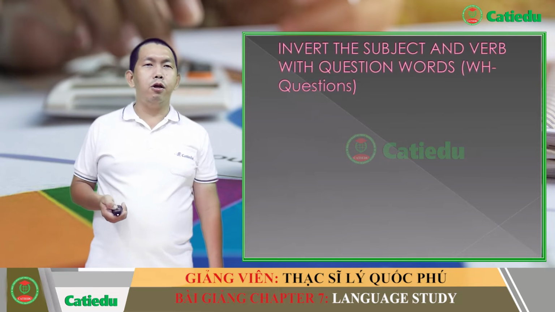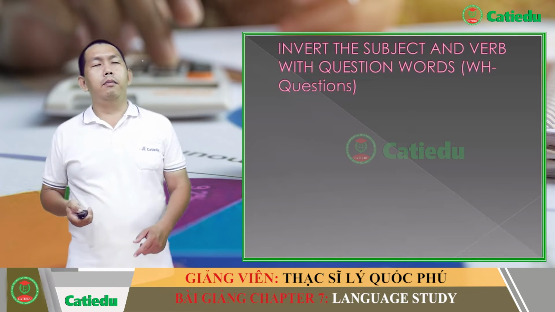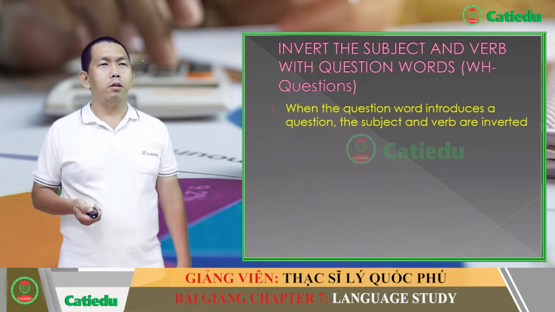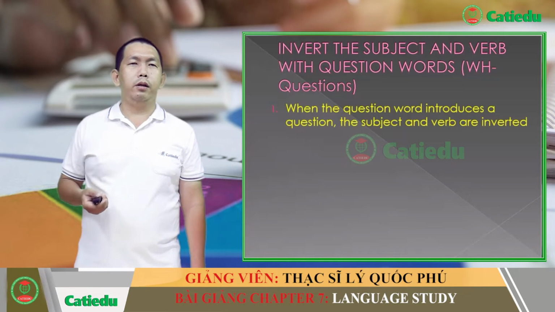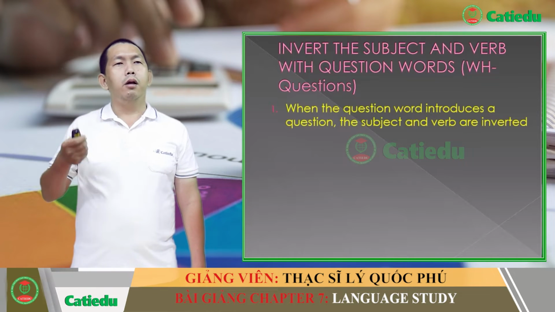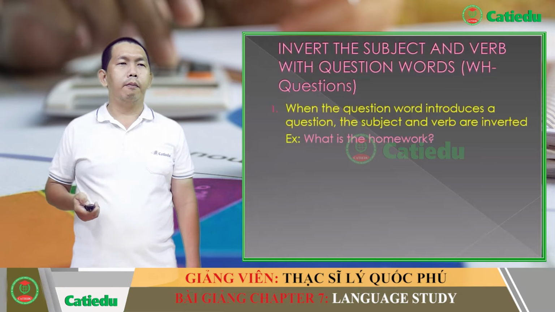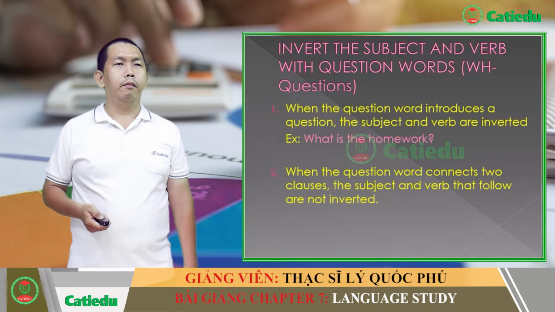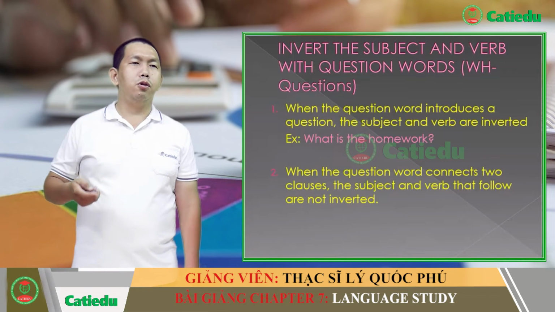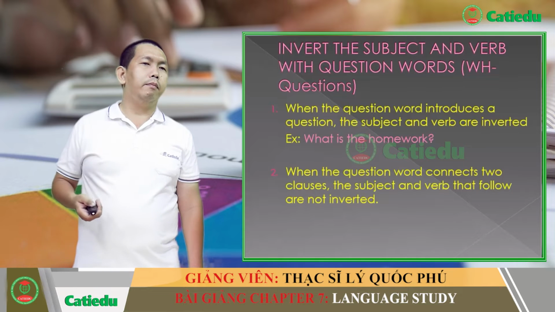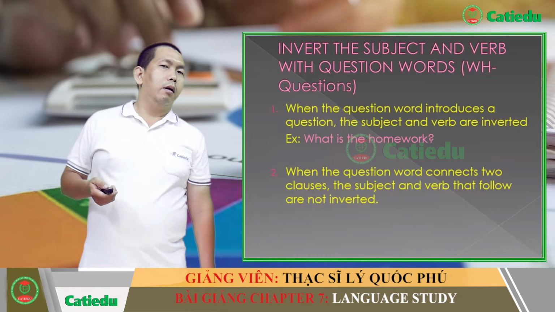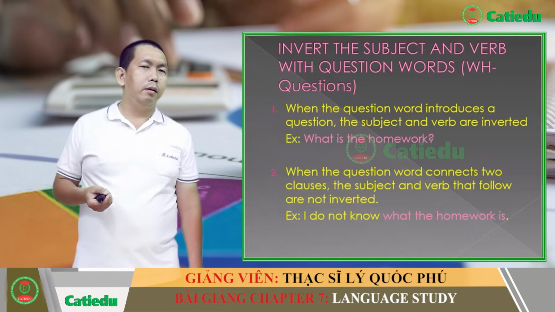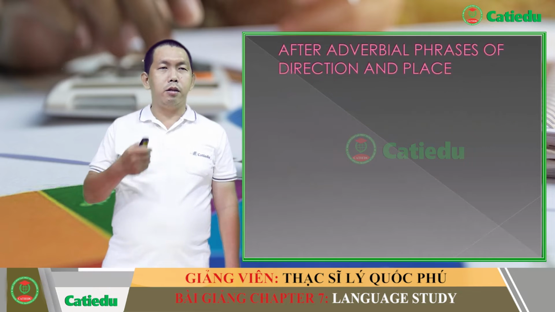Now, we learn the inversion. Inversion: first, you have to invert the subject and verb with question words. That makes questions. When the question word introduces a question, the subject and verb are inverted. Example, what is the homework is an inversion. When the question word connects two clauses, the subject and verb that follow are not inverted. For example, I do not know what the homework is.